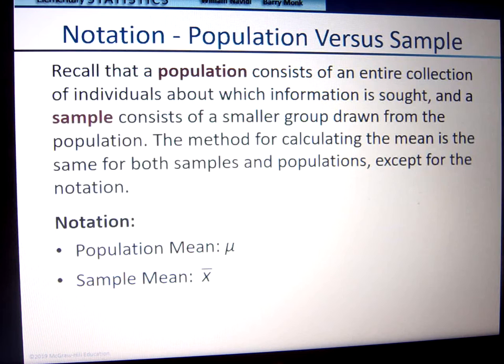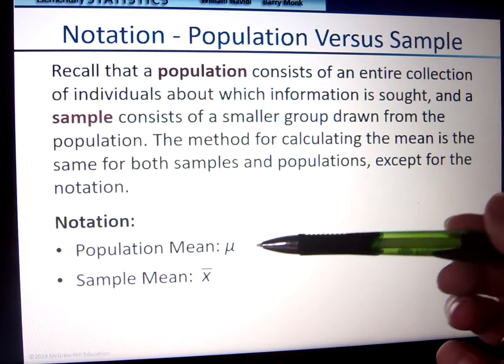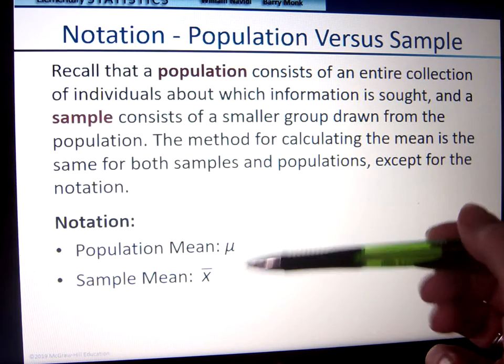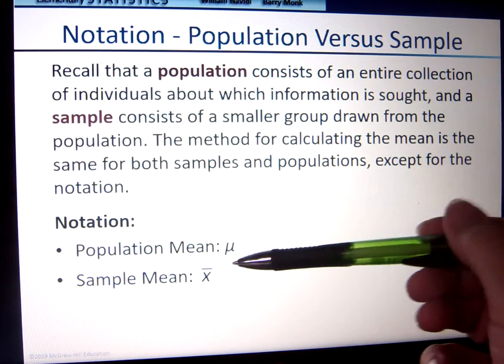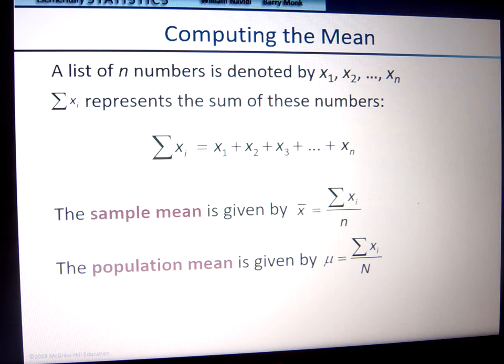Now remember, a population consists of the entire collection of individuals for which information is sought, and a sample consists of a smaller group drawn from the population. So the method for calculating the mean is actually the same for both. It's just the notation is a little different. The population mean is represented by this little mu, and the sample mean is represented by x bar.